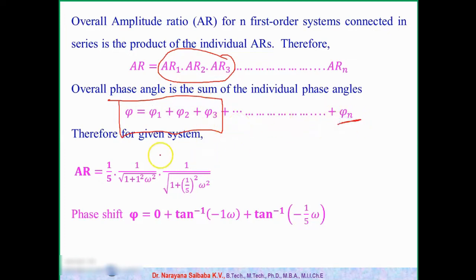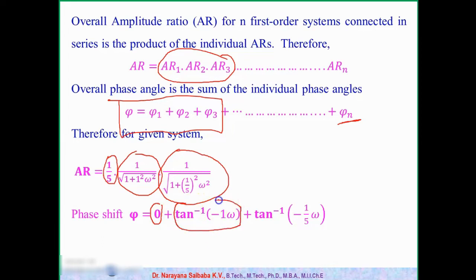So now we have the individual ARs. The overall AR value will become AR1, which we got as 1 by 5, AR2 as 1 by root over 1 plus 1 square omega square, and AR3 as 1 by root over 1 plus 1 by 5 whole square omega square. Similarly, phi values: for the first system we got 0, for the second system tan inverse of minus 1 omega, and for the third system tan inverse of minus 1 by 5 omega. So we have to add. Remember here, be careful: the overall AR is the product of individual ARs, whereas the overall phi is the sum of the individual phi's. This difference you should know.